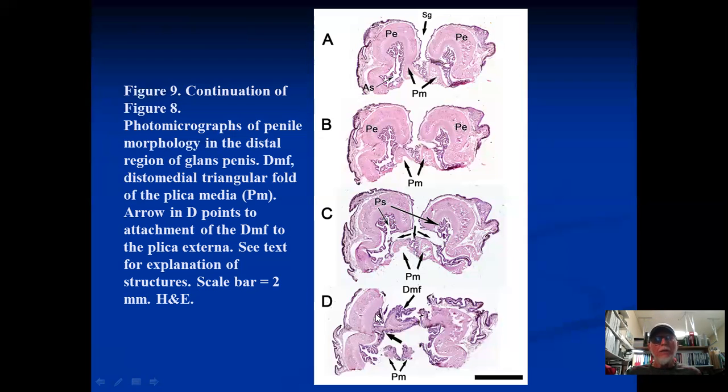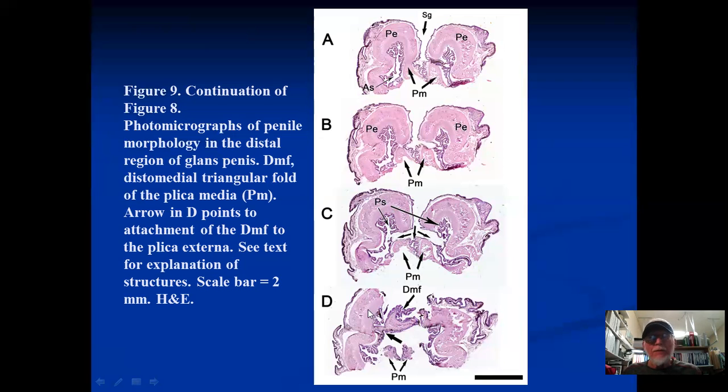By the time you get to the end point of the penis, the terminal region, we find the structure called the dorsomedial triangular fold, and it has a sinus in it. It is an extension of the seminal groove sinus. But on either side, and I didn't point that out here, is the posterior portion of the seminal groove.